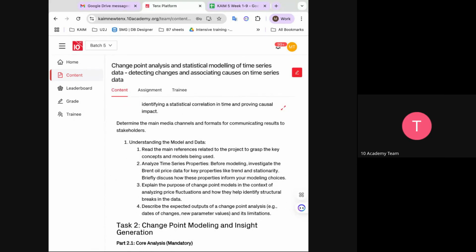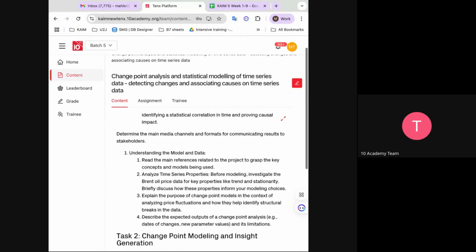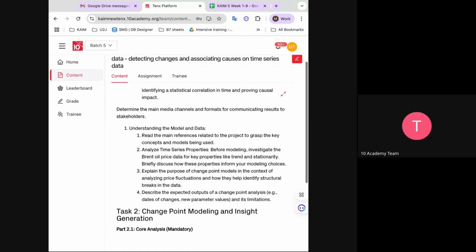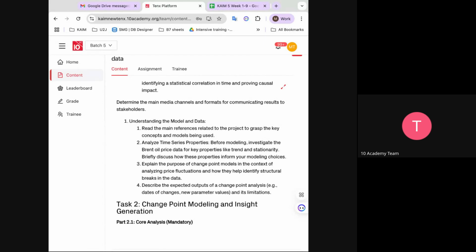So you can read the reference that we have added to understand the key concepts about the project. And also before modeling, you have to investigate the Brent oil data. What are the key properties like trends, is there any stationarity or any volatility? You can check in that, and you can discuss how these properties inform your modeling choice. Then you will explain the purpose of change point models in the context of analyzing this price fluctuation. It's more or less understanding the problem, the data that you have, and the solution you're going to provide.